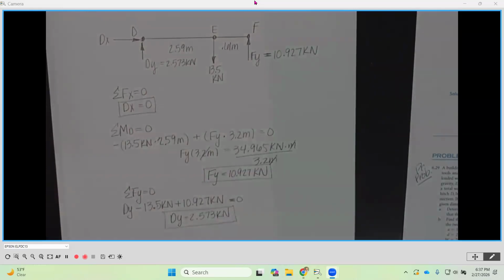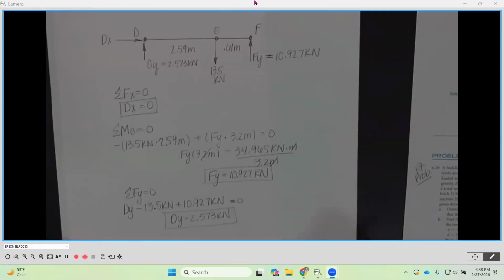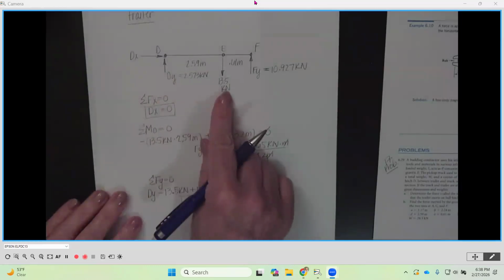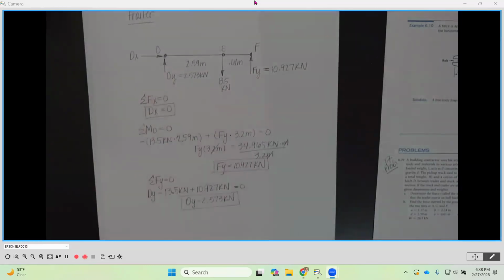So you should end up with 2.573 kilonewtons. It was a positive value, so assuming a direction of up was correct for dy on the trailer. Okay. Everybody get that same value? Any questions on that one? Okay, so that takes care of us knowing all of our values on our trailer.